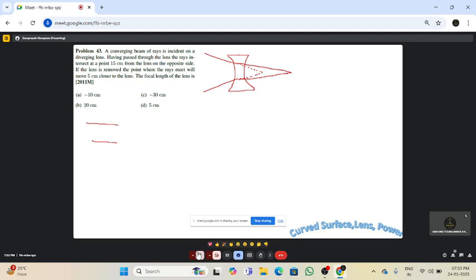So read the question again. Having passed through the lens, the rays intersect at a point 15 centimeter from the lens on the opposite side. So where they intersect is 15 centimeter. If the lens is removed, the point where the rays meet will move 5 centimeter closer to the lens. So from here to here is 5 centimeter. So 15 minus 5, this is 10 centimeter.